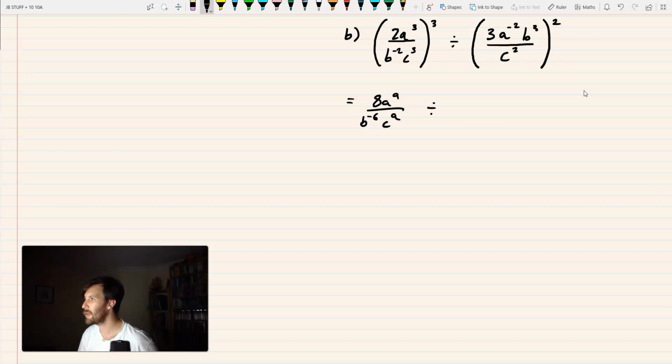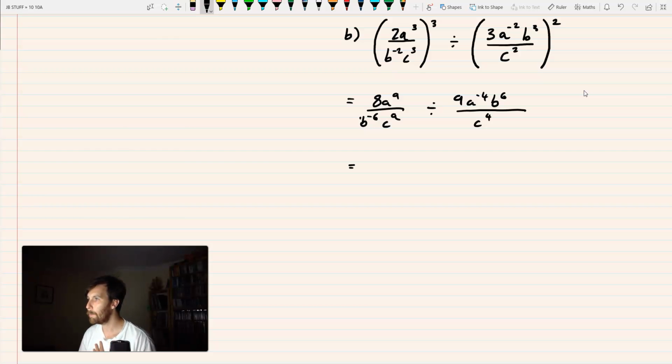3 to the power 2, I'm just going to write that as 9 straight up. a to the power negative 2 times 2 is a to the power negative 4. b to the power 3 times 2 is b to the power 6. And c to the power 2 times 2 is c to the power 4. Good one. All right, now I'm going to make everything positive again because I'm a positive person and that is what I wish to do.